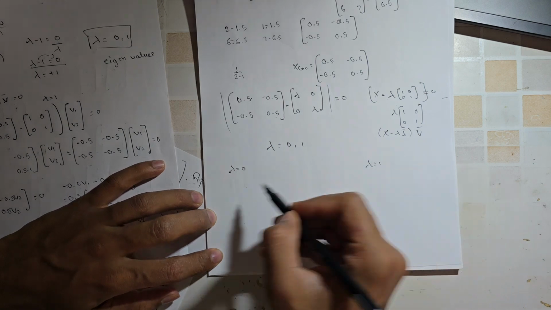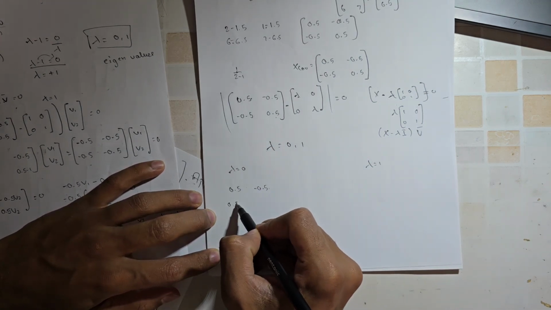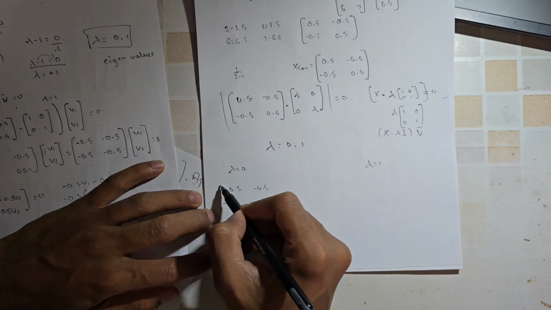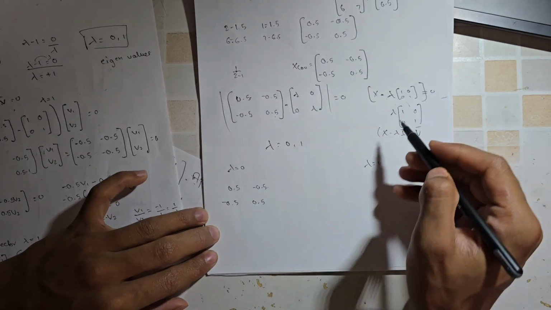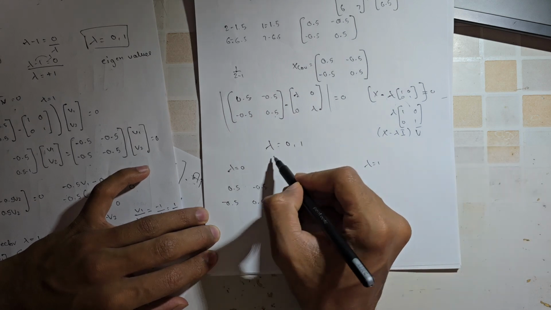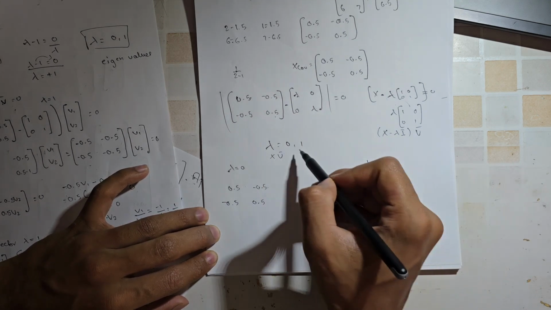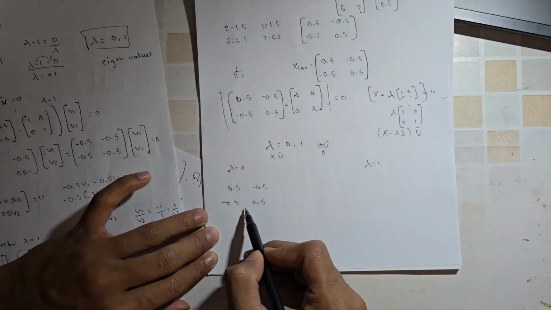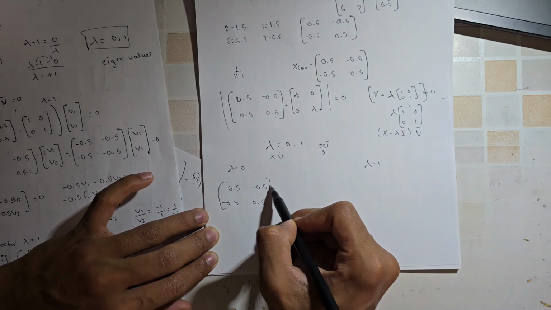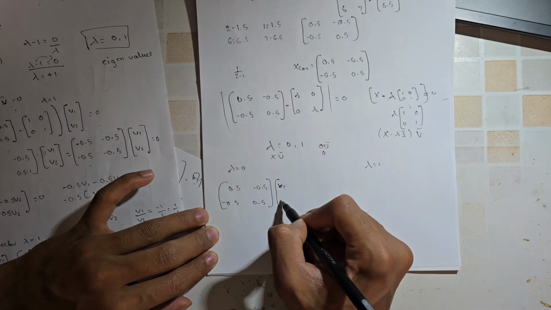So how will it happen? 0.5, minus 0.5, minus 0.5, 0.5, into 0. If we are multiplying with 0, the whole identity matrix will become 0, because 0 into the identity matrix is whole 0, right? So I'll have only this thing into v1 and v2.